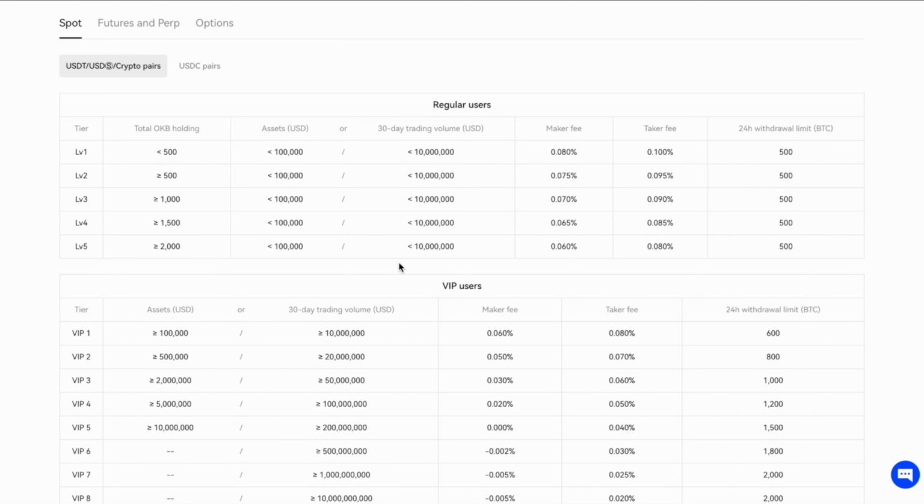As mentioned, the fees decrease the higher you rise in the tier level. So how would you get into tier 2? You will need to hold 500 or more OKB token to get into tier 2 and have your spot fees reduced to 0.075% and 0.095% for maker and taker trades.